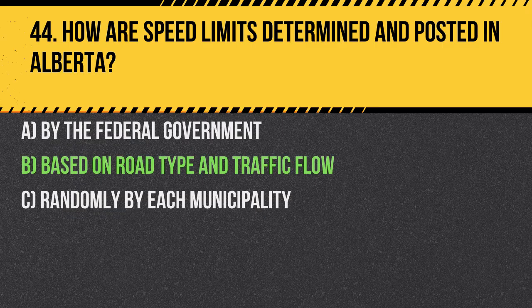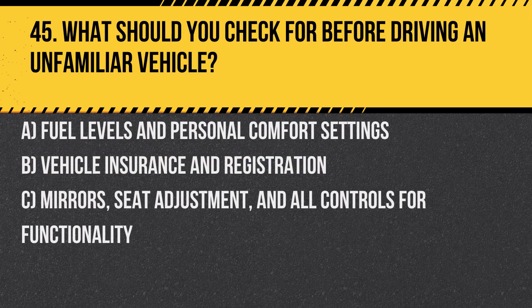Answer: B. Based on road type and traffic flow. Speed limits in Alberta are set based on the type of road, traffic conditions, and urban or rural settings to enhance safety for all road users. Question 45. What should you check for before driving an unfamiliar vehicle?